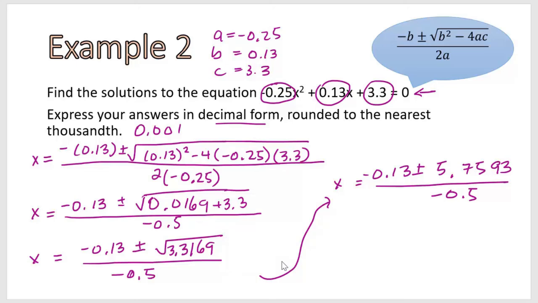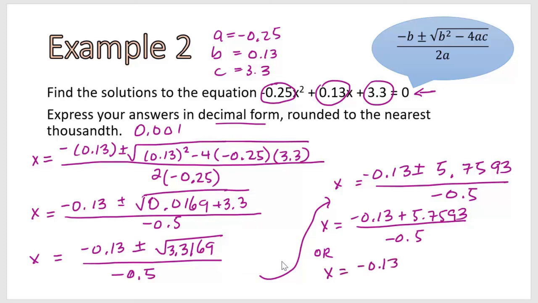So now I'm going to show that we clearly have two answers. Because now to keep going, to give a decimal answer, I'll have to do either the addition or the subtraction given in the numerator. So x is either equal to negative 0.13 plus 5.7593, all divided by negative 0.5, or x is equal to negative 0.13 minus 5.7593, all divided by negative 0.5.